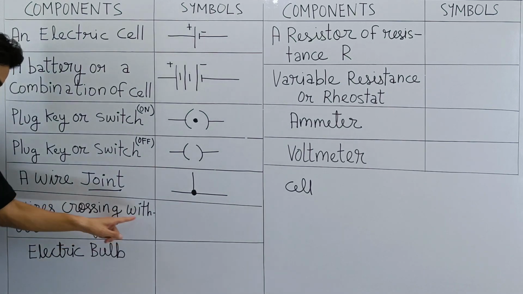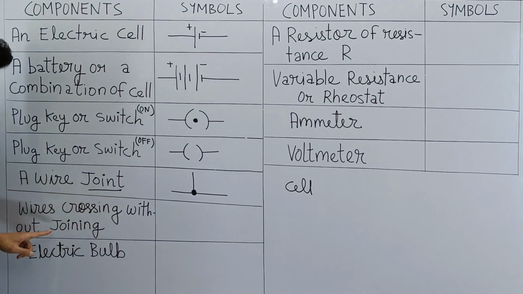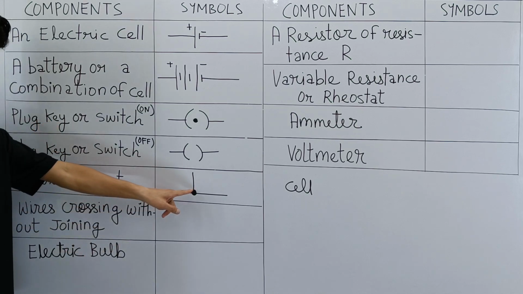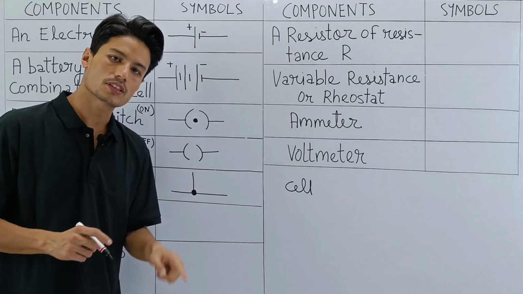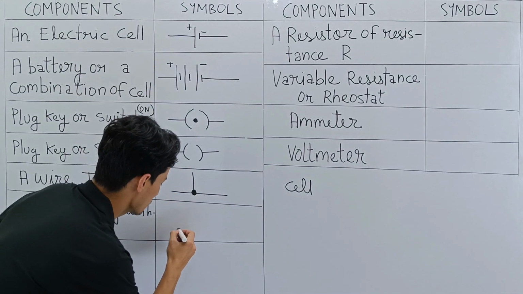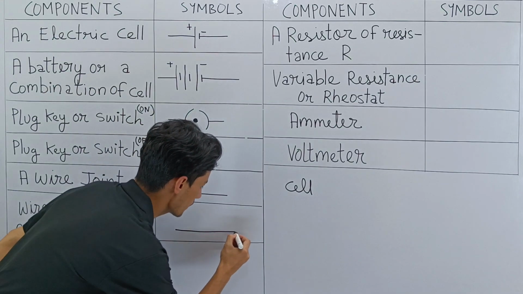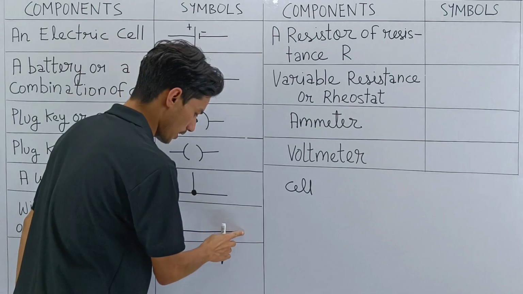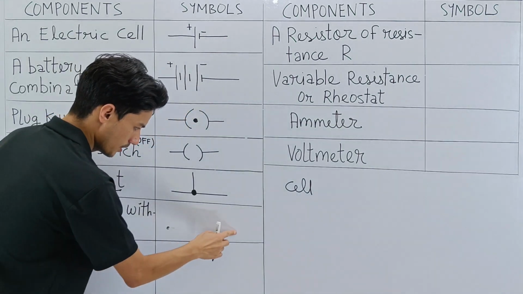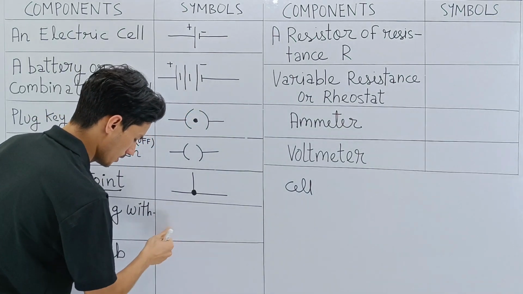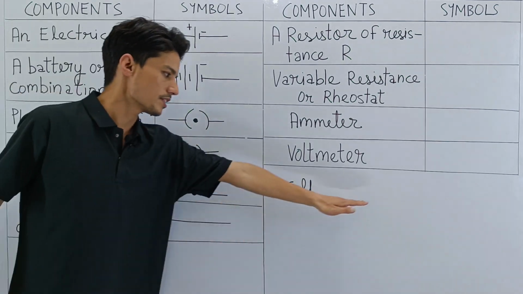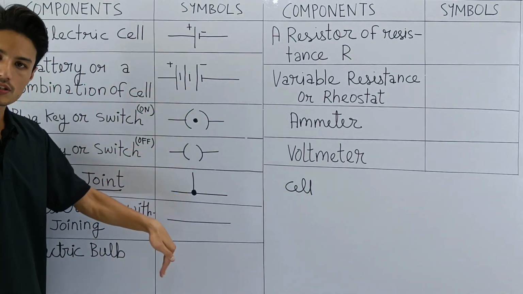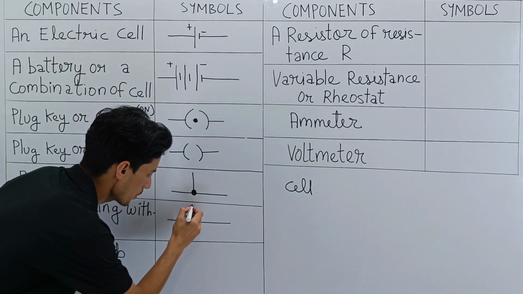Then moving next, wires crossing without joining. Here the wires are touching each other. Now we will draw wires which are crossing but without touching. So how will we draw? The same wire, we'll draw like in the first one. Let's draw in the middle. This wire is heading towards the side. Then one wire I will draw heading from up to down.